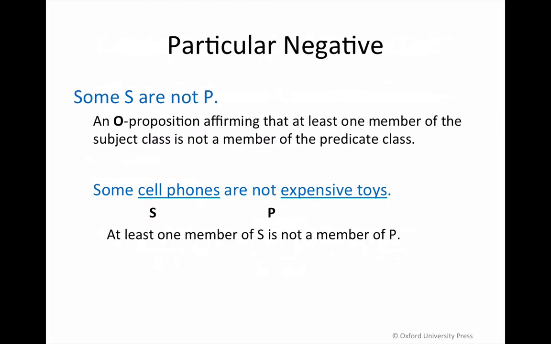And then lastly, particular negative, some S are not P. At least one member of S is not a member of P, which is to say that the entirety of the P class excludes from itself at least one S.